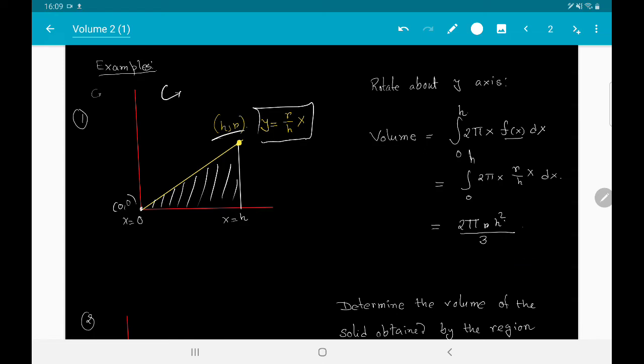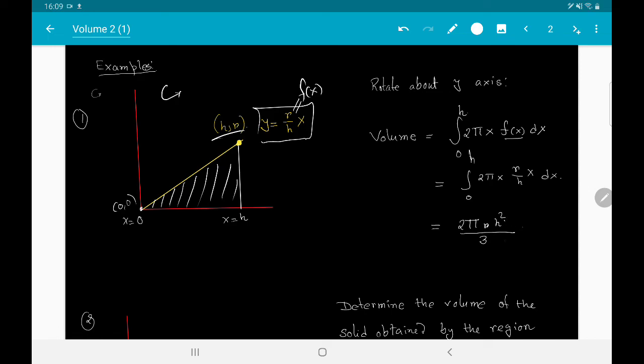And now after we have done all the hard work, it is very easy. We have to just put in the formula. So here f(x) is exactly this function, r by h times x. So the volume of the solid is given by the integral from 0 to h of 2 pi x f(x) dx. And if we just do the computation correctly, we will see that the formula turns out to be equal to 2 pi r h squared by 3.